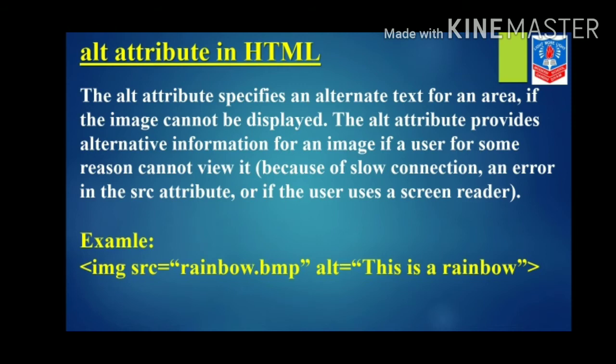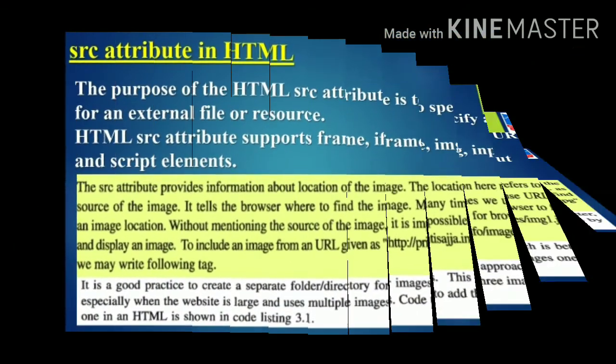For example, img src equals rainbow.bmp, alt equals "this is a rainbow". Just in case the rainbow image is not displayed, a message will display because of the alt attribute. That message, "this is a rainbow". I hope you understood, children.